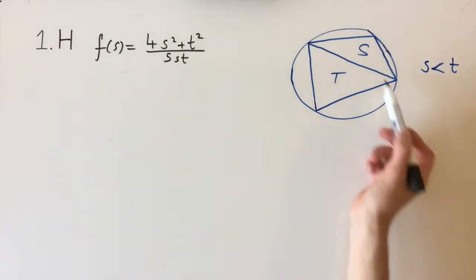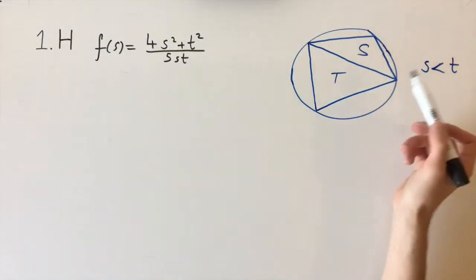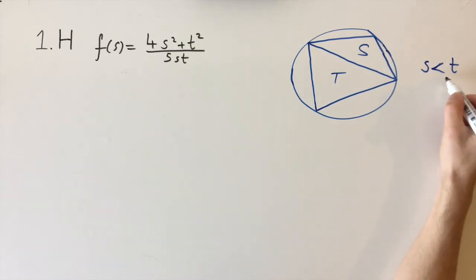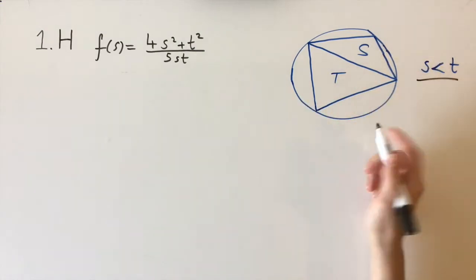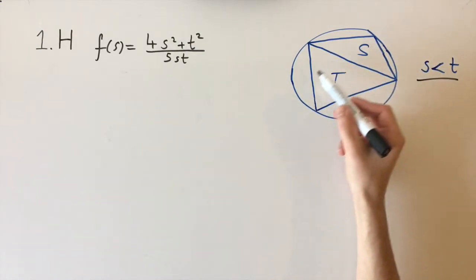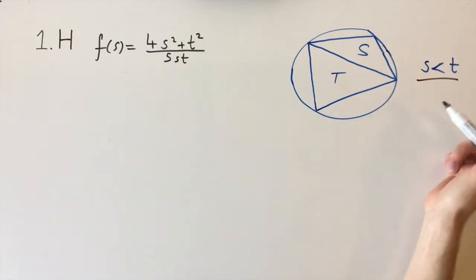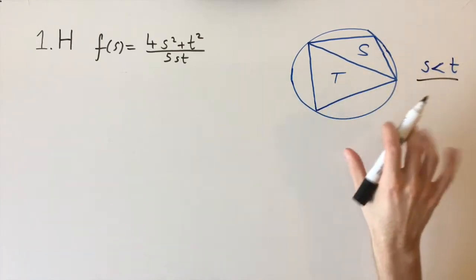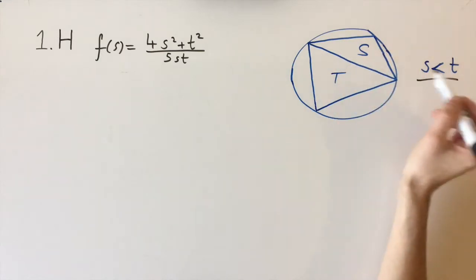Okay, so we've got our two triangles in our circle, T and S, and the important piece of information we've been given is that S is strictly less than T. So if we think about this, we can have these areas be of arbitrary size, as long as they satisfy S is less than T. We can make this circle really large, we can move the nodes of these triangles.